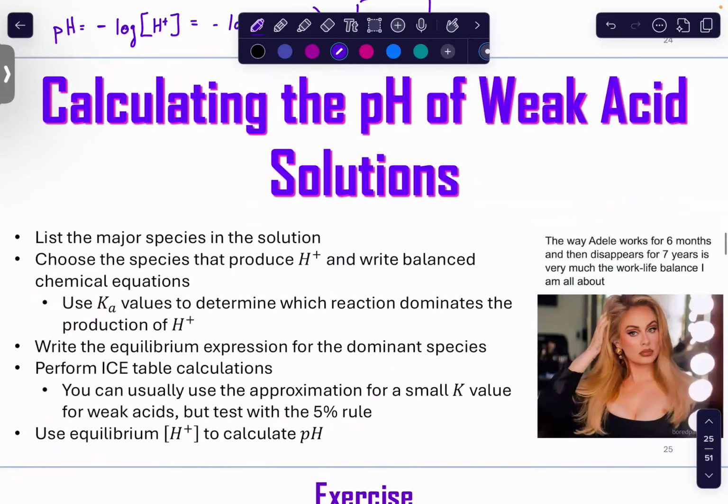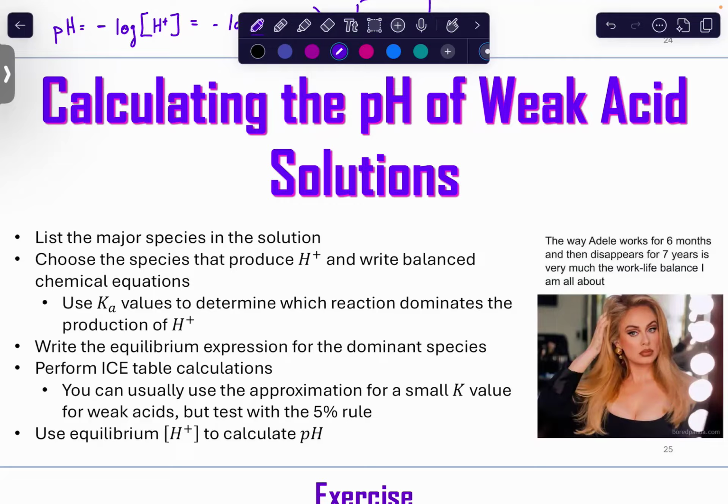What about weak acids? They don't fully dissociate. So let's see, you're going to list major species in solution. Choose which species is going to dominate the production of protons. If you have an acid with a Ka of the order of 10 to the negative second, and water also produces protons, but its Kw is 10 to the negative 14, well, the acid is going to be the dominant source, so you don't have to worry about the water.